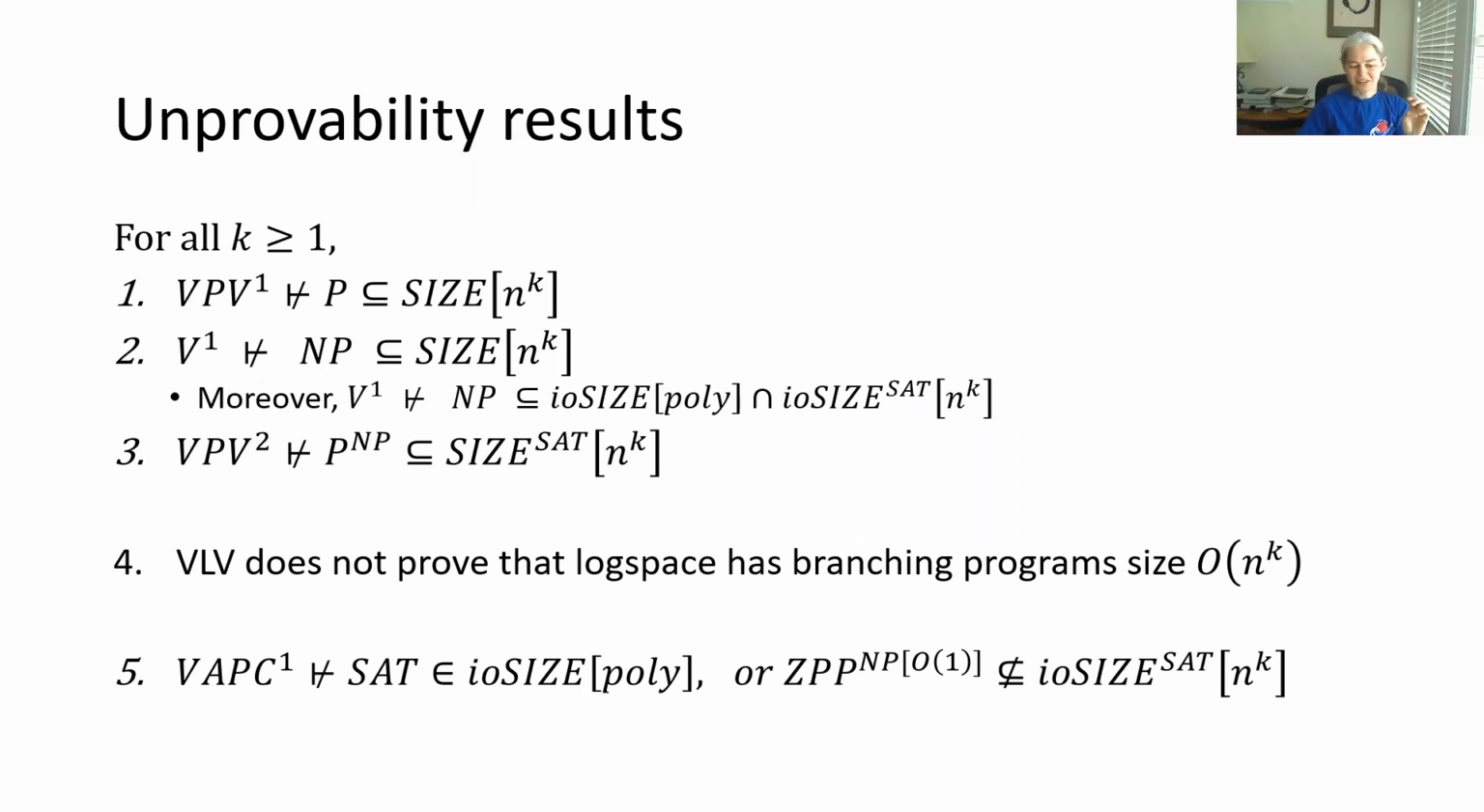So let me just say what kind of results we get. We do get the result that PV doesn't prove that P is in size n^k. We get a similar result for V^1, S^1_2. And we could go one level up to the next level of the polytime hierarchy, put NP as SAT oracle everywhere, and it still works.